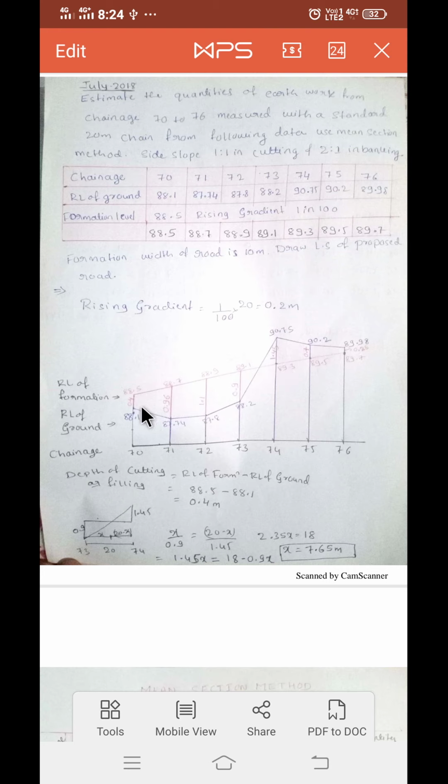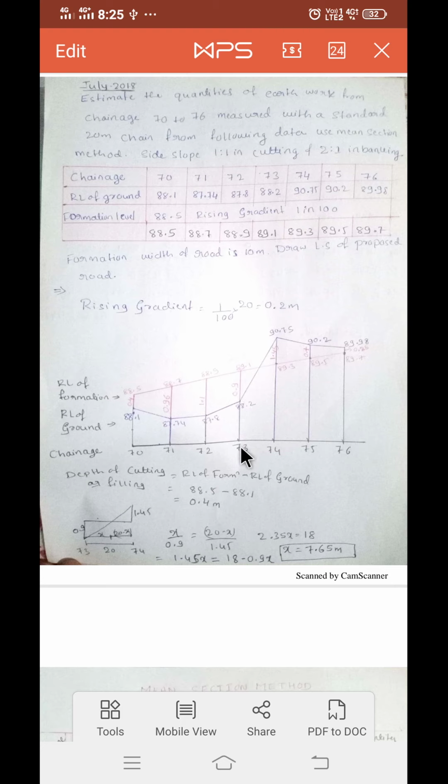So find out the depth of the cutting or banking. Depth is equal to RL of formation minus RL of the ground. The RL of formation is 88.5, RL of the ground is 88.1, so depth is 0.4. Likewise calculate for all those chainages.